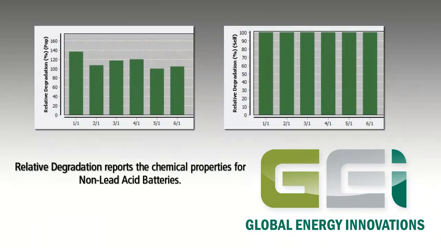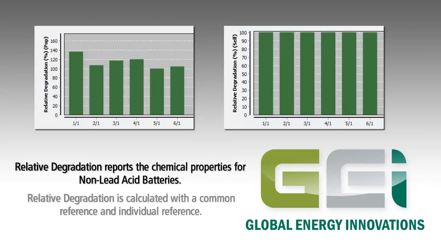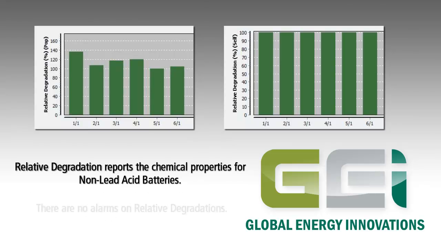Cell scan values are reported as relative degradation for non-lead-acid batteries when IBMS is configured in advanced view mode. As for impedance, relative degradation is reported according to a population and self-reference. There are no alarms for relative degradation, and the interpretation of the results is left to the user.